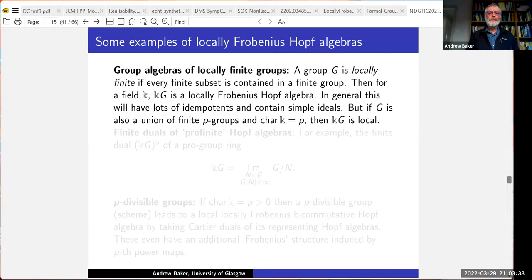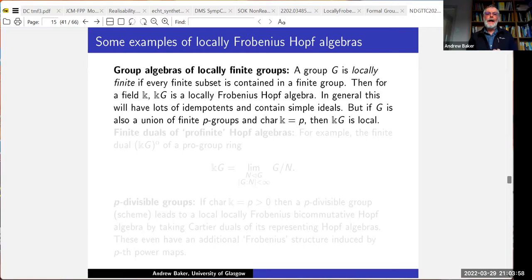All right. I haven't really mentioned any concrete examples, so maybe I should give you a list of very general classes of examples. One which Kenny Brown mentioned to me a couple of years ago, which I hadn't thought of before. There's a notion of a locally finite group. So this is a group where any finite subset is contained in a finite subgroup. And you can look at its group algebra.